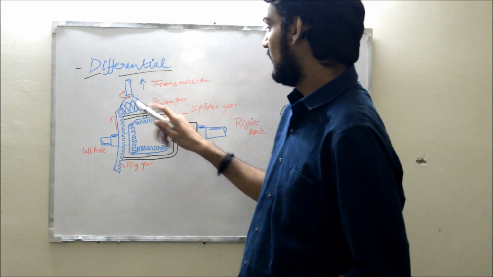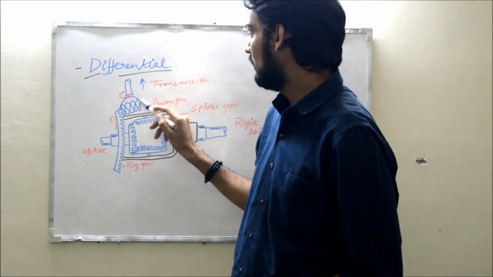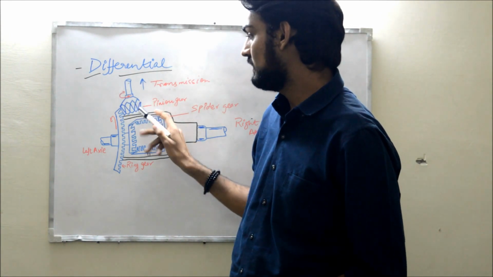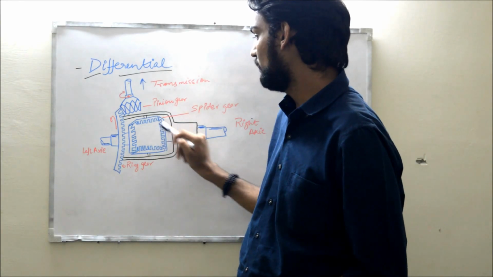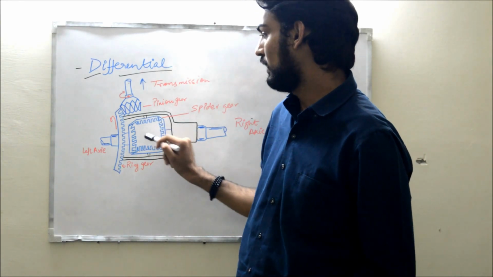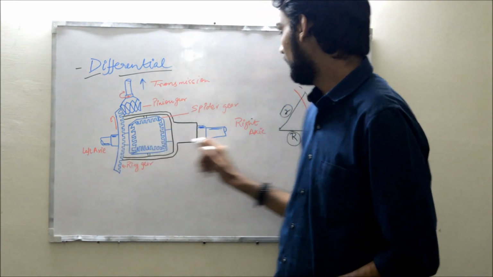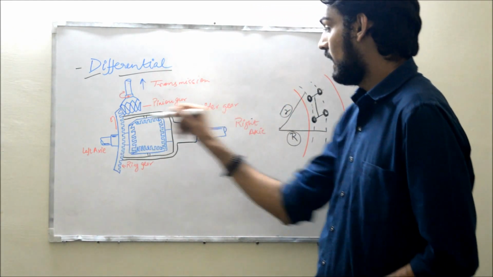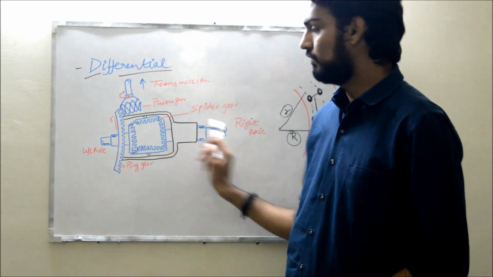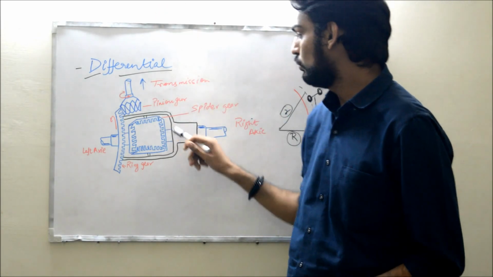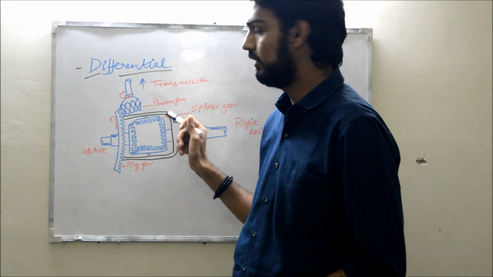Now coming back, this is a pinion gear which is connected to the source. As the pinion gear rotates, the ring gear rotates with it, and the ring gear is connected to the assembly of the spider gear, which rotates with the ring gear. The left axle is connected to the left wheel, and the right axle is connected to the right wheel. When an automobile turns, there is a speed difference between both of the wheels, which leads to the rotation of the spider gear, so that the wheels don't skid on any turns.